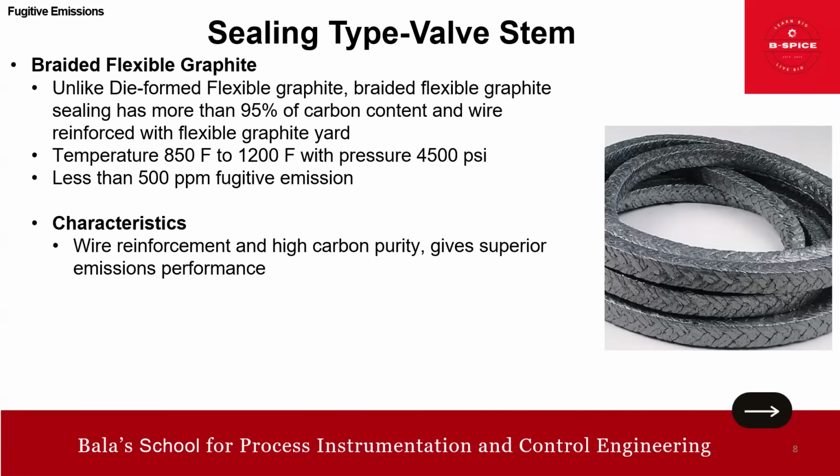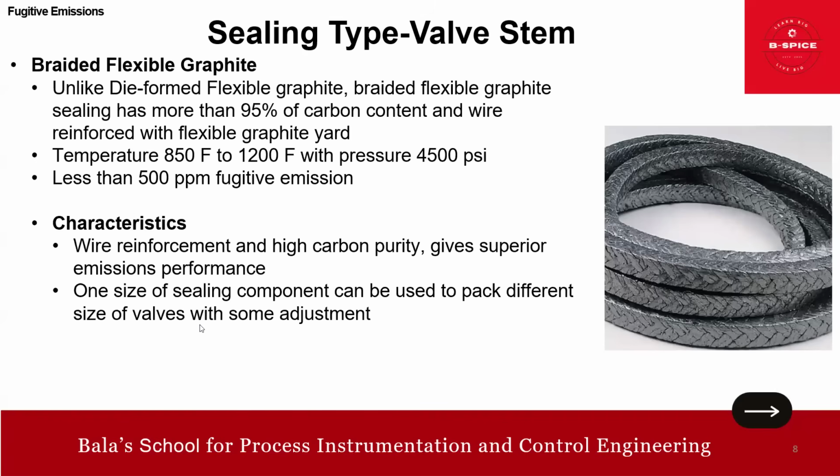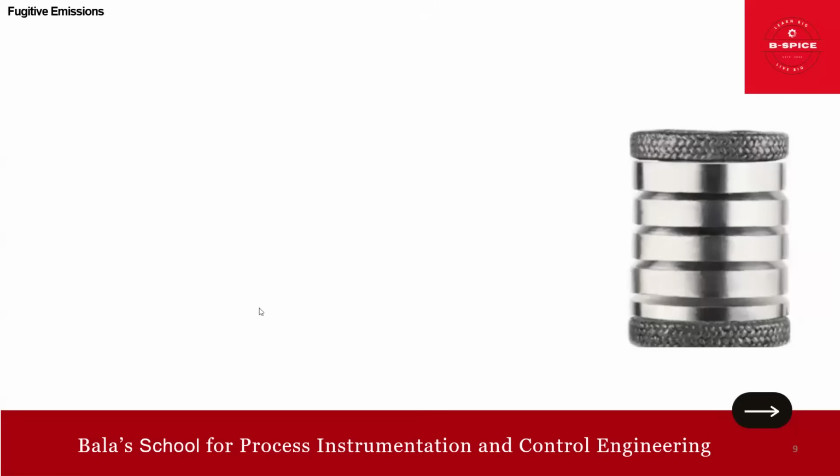So when we talk about the characteristics, as I said earlier, wire reinforcement and high carbon purity, more than 95%, give superior emission performance. Superior in the sense of less than 500 ppm. One size of the sealing component can be used to pack different sizes of valve with some adjustment. So that is the beauty. One size can be used to pack different sizes of valves. And low emission means less than 500 ppm. So that is about the braided flexible graphite.